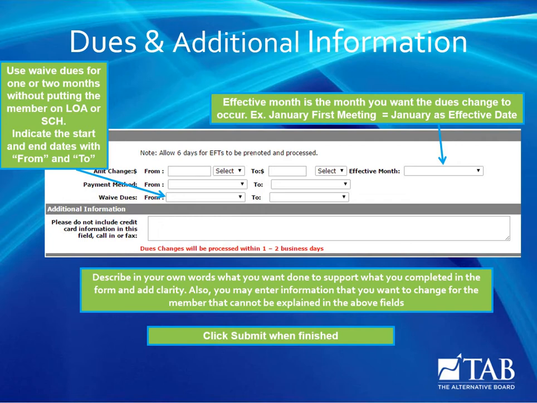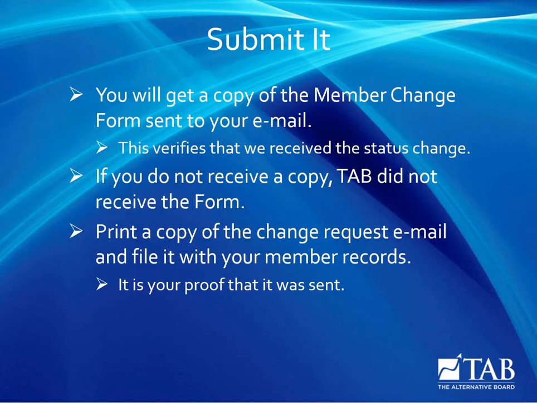If there is any additional information to support what it is you want us to do, please indicate that in the additional information box, and then you would click submit when you're finished with that form. You will then get a copy of the member change in your email. If you don't receive a copy, we didn't receive a copy. You can print these, you can save them online, and it's proof that it was sent, and it is your proof for your member records.